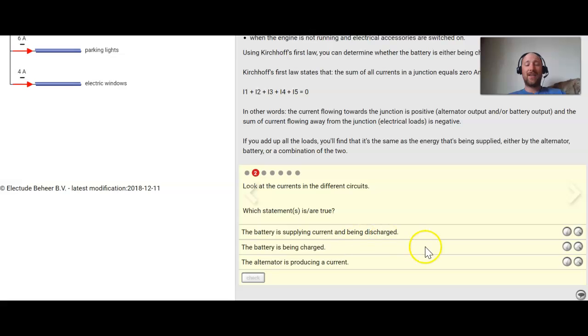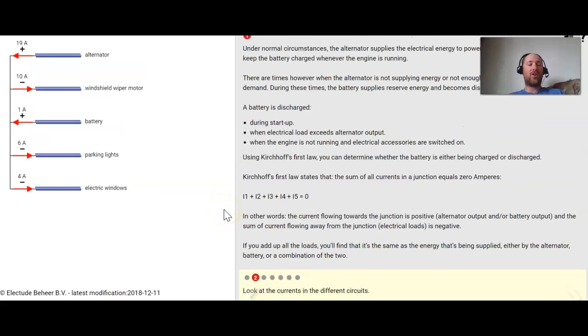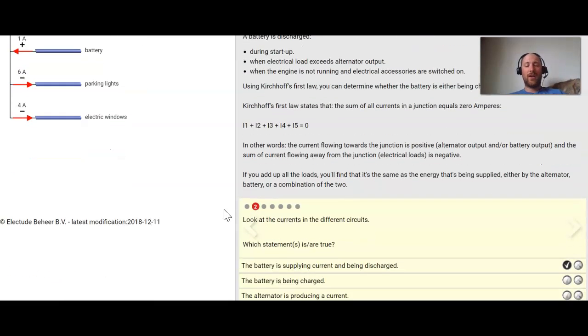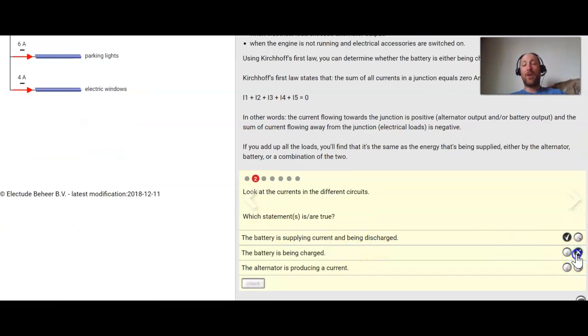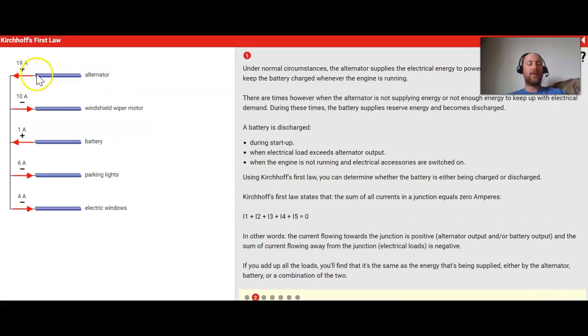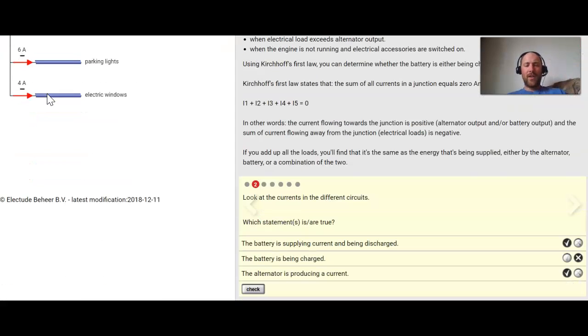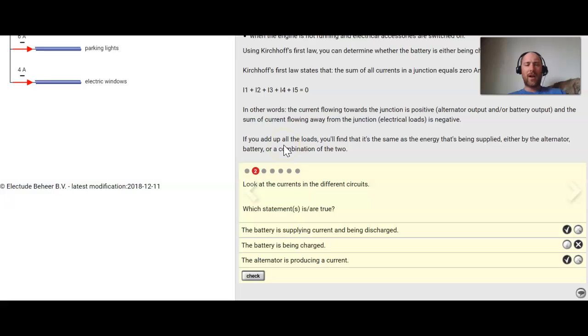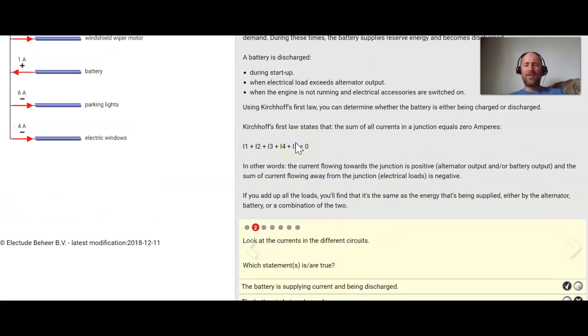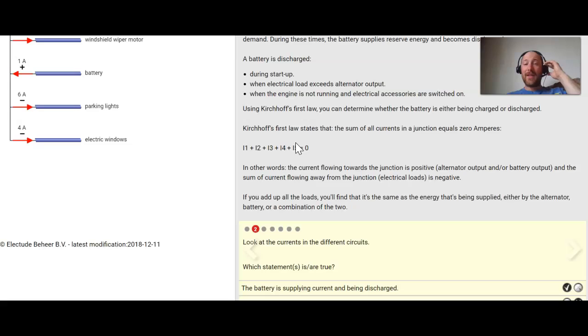So in this case, the battery is supplying current and being discharged, right? Electricity is coming out of the battery, so it's being discharged. It's losing charge. So it can't be being charged at the same time, and the alternator is still producing a current. If we look, there's still a positive 19 amps here, so the alternator is producing a current. Hopefully that helps you guys make sense of Kirchhoff's law. I know there's a lot of new words in here that can be a little confusing, but it is a pretty simple concept once you kind of wrap your head around it.